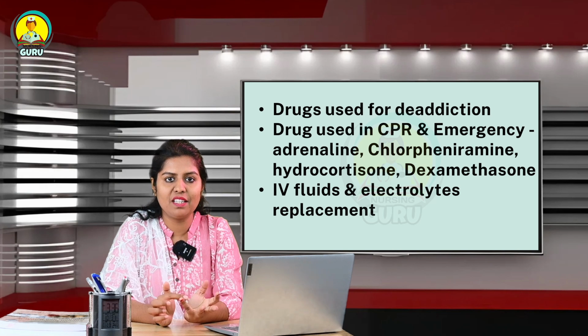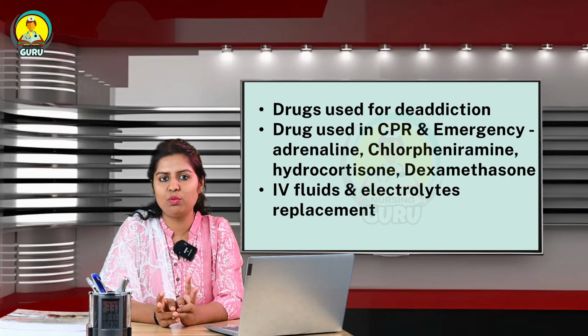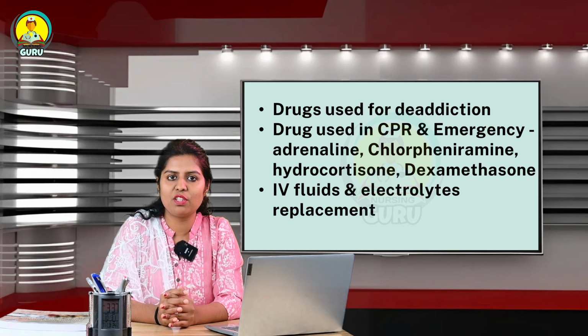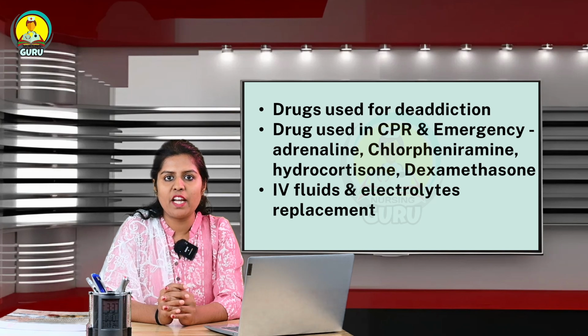As you know, adrenaline they will ask every year, and dexamethasone, hydrocortisone, chlorpheniramine, these all are important drugs, and mechanism of action is very important. Every time they will ask for 2 marks. Write the mechanism of action of dexamethasone, write the mechanism of action of hydrocortisone, like that they will ask the questions. Then IV fluids and electrolyte replacement. This is also a very important question.